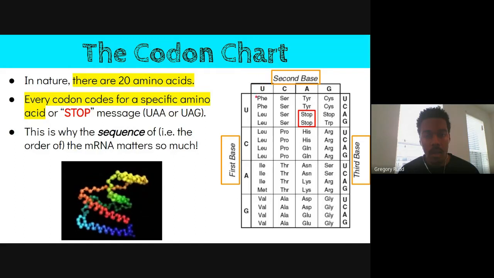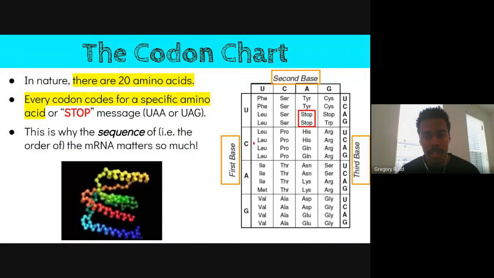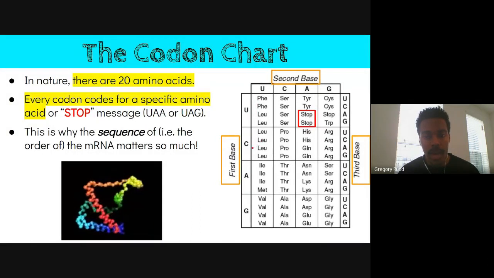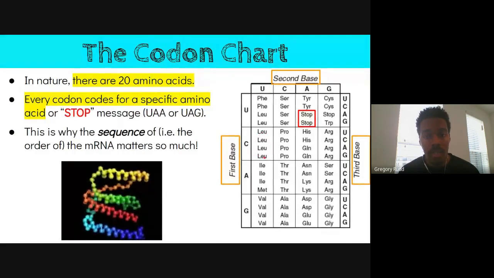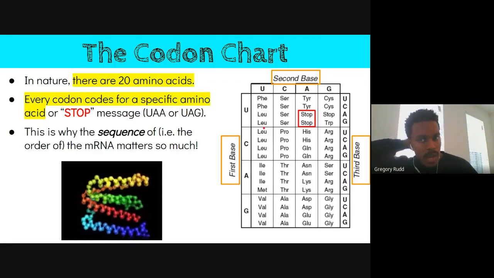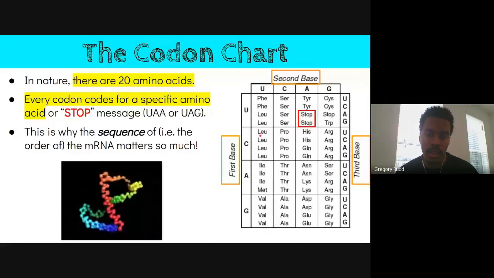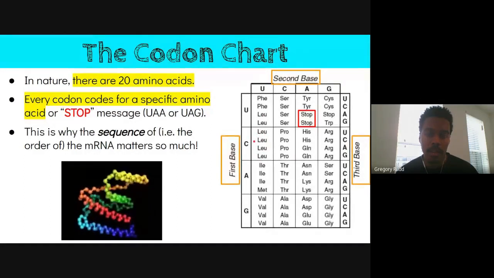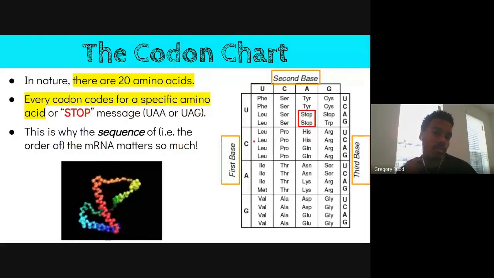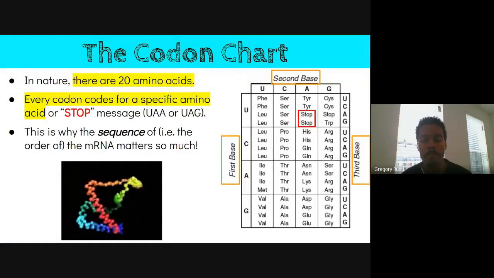But we can see that some codons code for the exact same amino acid. For example, UUC and UUU both code for phenylalanine. We can see that CUU, CUC, CUA and CUG all code for leucine. They all code for the exact same amino acid. What would be the reason for that? Why do you guys think our cells have adapted to do that, where we can get the same amino acid from different codons? Any ideas about why that is?